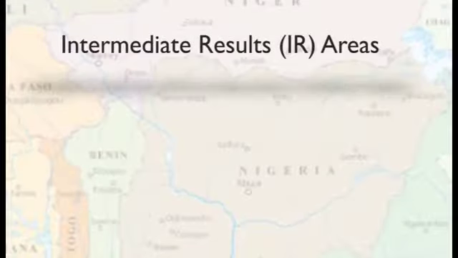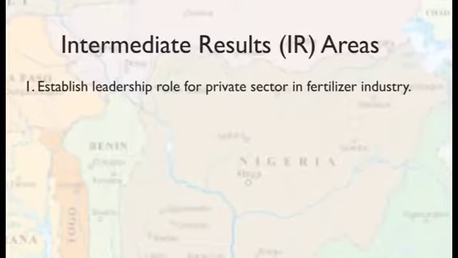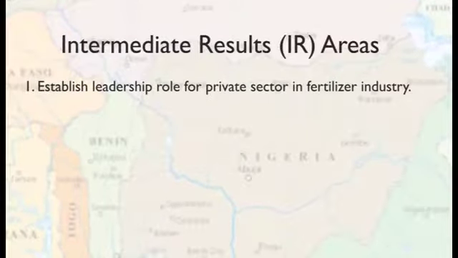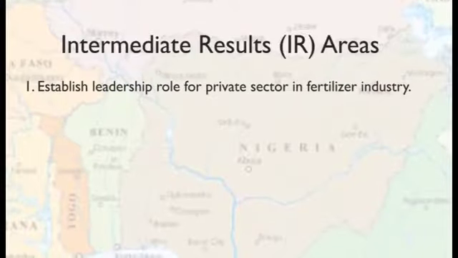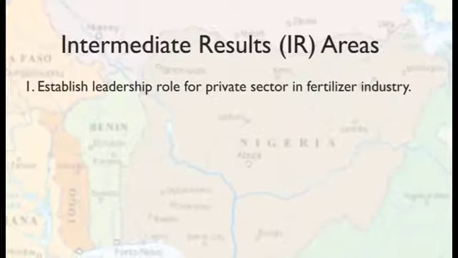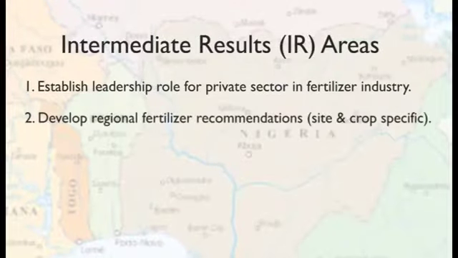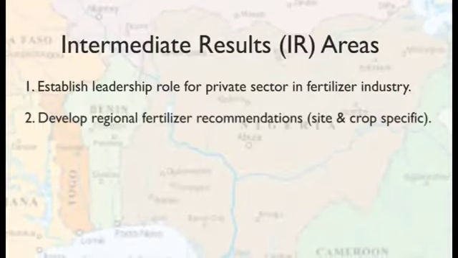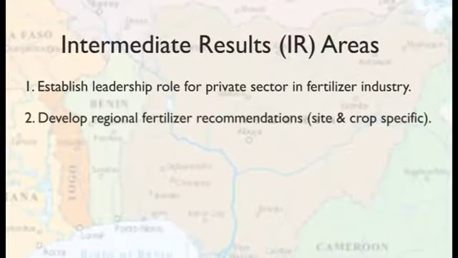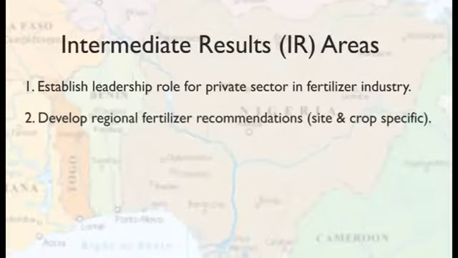The first one is in private sector leadership. We want to help the private sector to take a leadership role in the manufacture and distribution of appropriate fertilizers across the region. The second area is in terms of fertilizer recommendations, and what we're seeking to do here is make sure that there are crop-specific and site-specific recommendations that are created across the West Africa region.